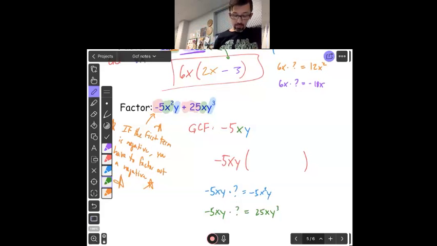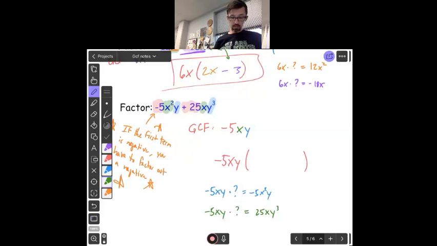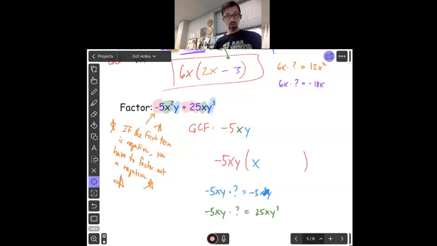As I think my way through it, I'm just going to be pointing at stuff. So negative 5 and negative 5. I don't need anything there. But here I have 2 x's, and here I only have 1, which means I need 1 more x. And here I have 1 y, and here I have 1 y, which means I don't need any more y's. So all I needed was 1 more x. Negative 5xy times x would be negative 5x squared y.